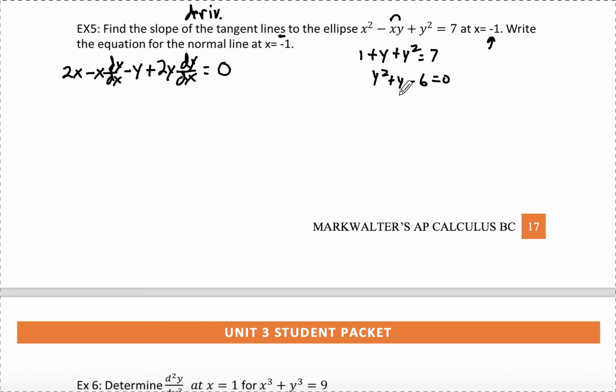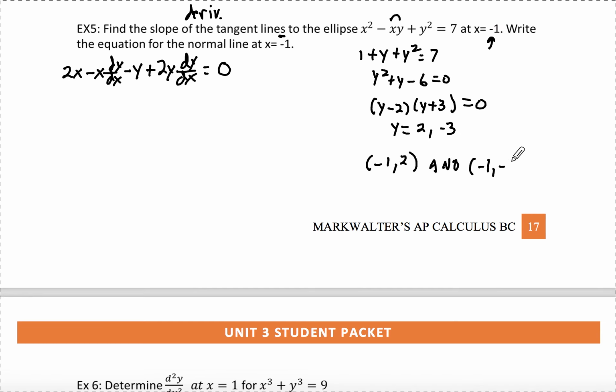So how do I solve for the y value here? Well, I can factor this: y minus 2, y plus 3. And what I realize now is that there are two y values. Y can either be 2 or negative 3. So wait a minute, that means I actually have two points where I have tangent lines. Negative 1, that's my x value, negative 1 comma 2, and negative 1 comma negative 3.